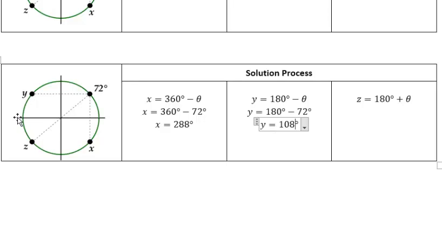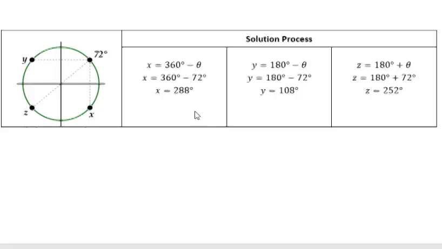Now for angle Z, I'm going to add to 180 the 72, which is the original angle. So to find Z, I need to add 180 degrees plus 72. That will give me an answer of 252 degrees. That will be the answer for Z, the actual angle measure from 0 to 252 degrees.